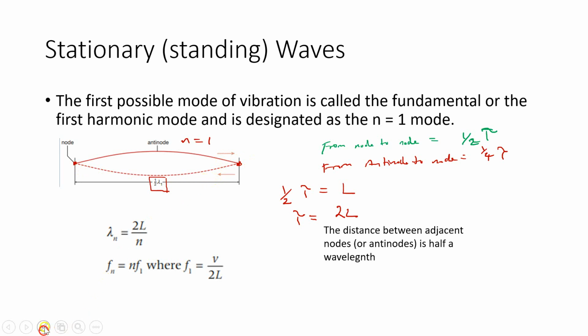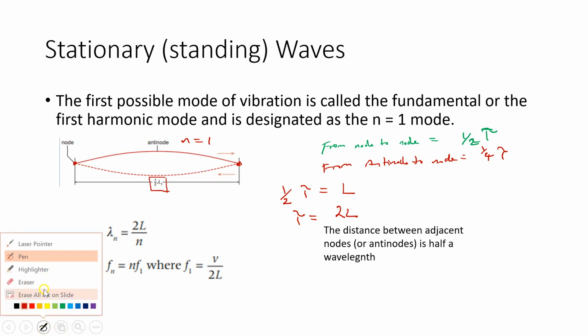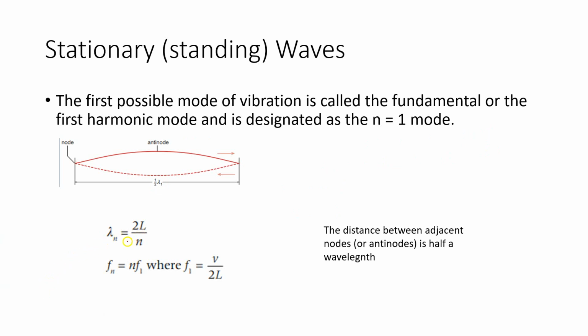All right. Now, with all of that being said, we could come up with a formula. We could essentially come up with a formula that we could use to find the wavelength when n is equal to a particular number.